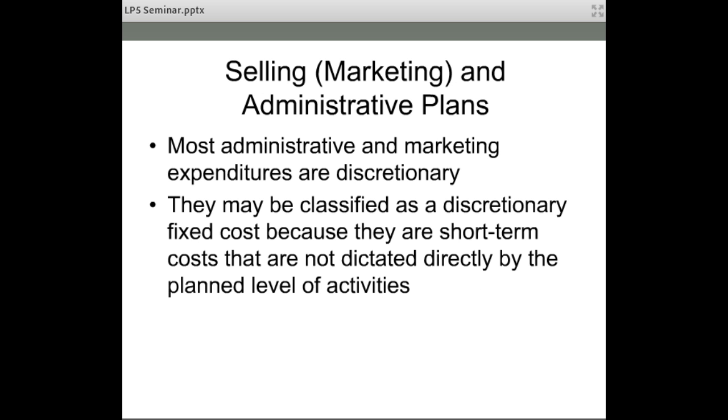We can't forget the selling or marketing and administrative plans. Most administrative and marketing expenditures are discretionary. They can be classified as a discretionary fixed cost if they are in the short term and they're not dictated by any level of activity. There may also be variable selling and administrative expenses.